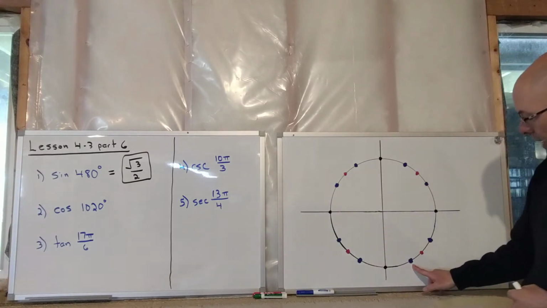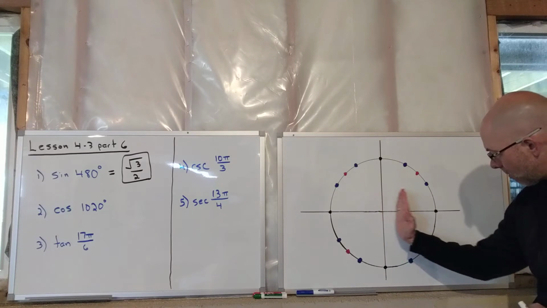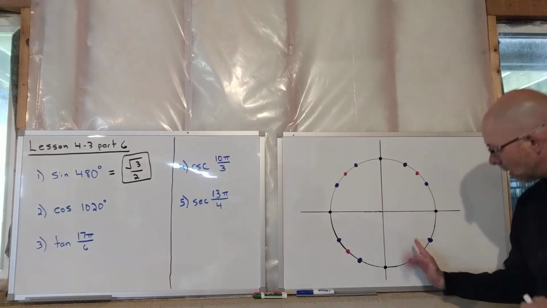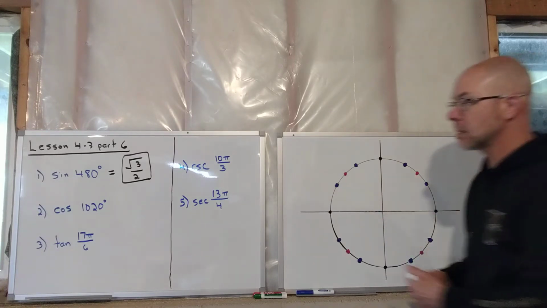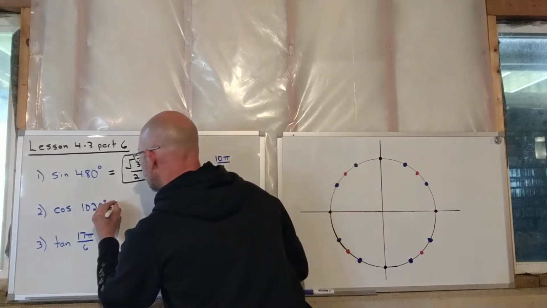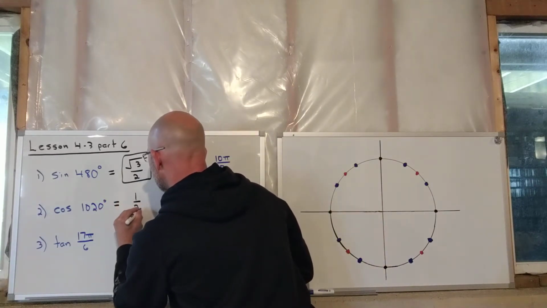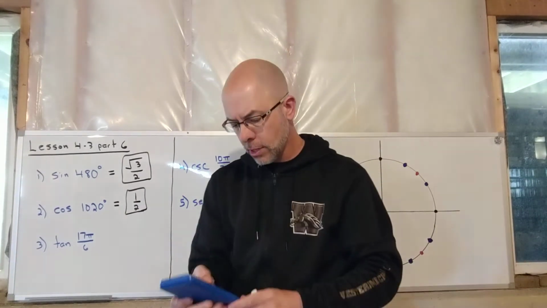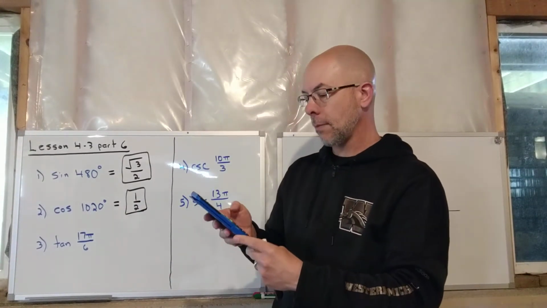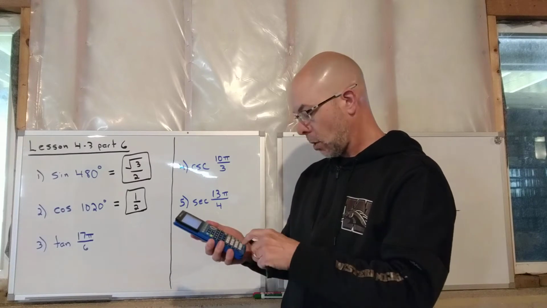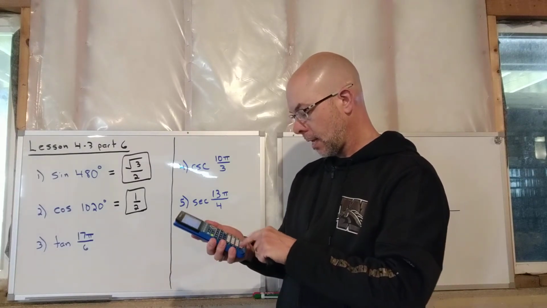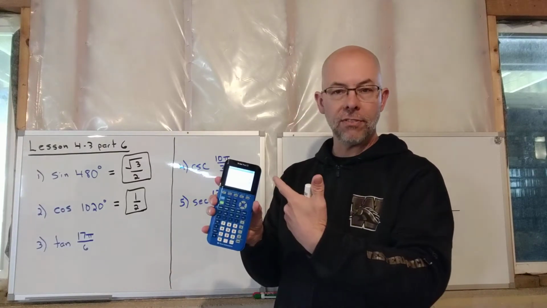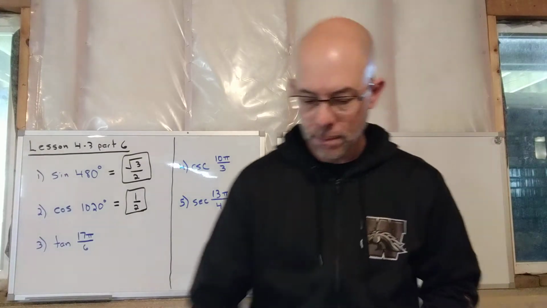Cosine is x-coordinate. I need to know the x-coordinate right there. Well, that far over, that's half. Half to the right. Cosine's 1/2. And again, if you want to check, make sure that your calculator's in degrees. I was just doing it myself. And if I were to hit cosine 1020, I get 0.5, which we all know is a half.